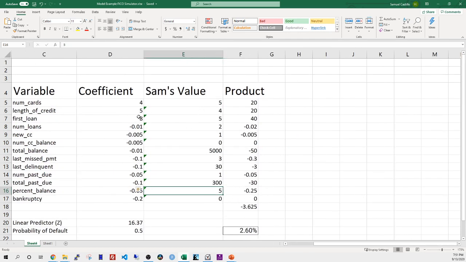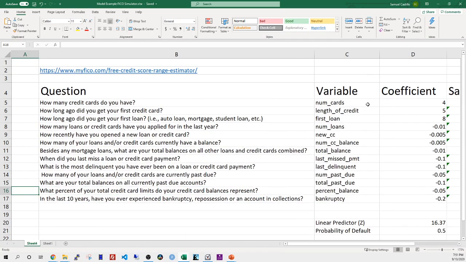And then we know that there's a certain importance. Each of these questions is going to be either improving my credit score or lowering my credit score. If it's improving the credit score, I would associate that with a positive value. I should be adding something.